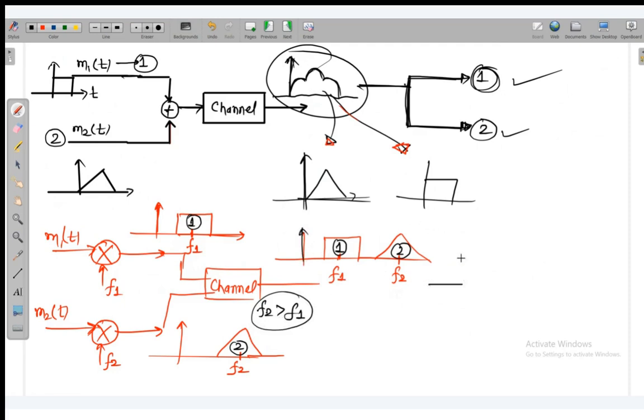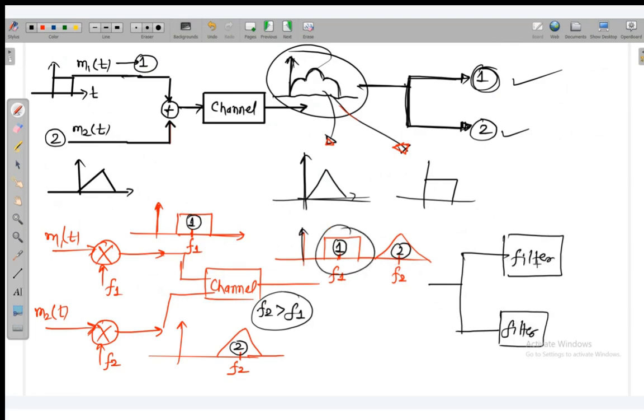Now when it reaches the receiver, what will the receiver do? Receiver will keep a filter here, and with this filter, the first user will take his data, which is this signal, and the second user will take his data, which is this signal. Because this is a filter, it can separate these two signals because these two signals are distinguishable. One is a rectangular signal, another is a triangular signal, so both the signals are distinguishable. So that is why we can keep a filter.